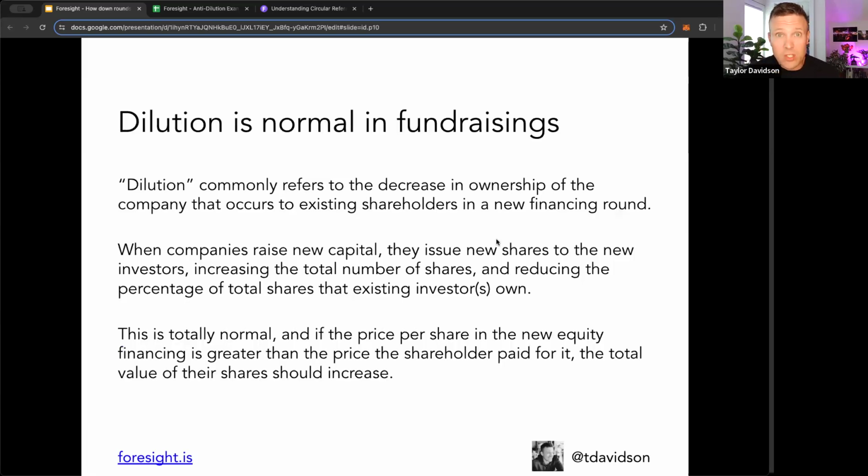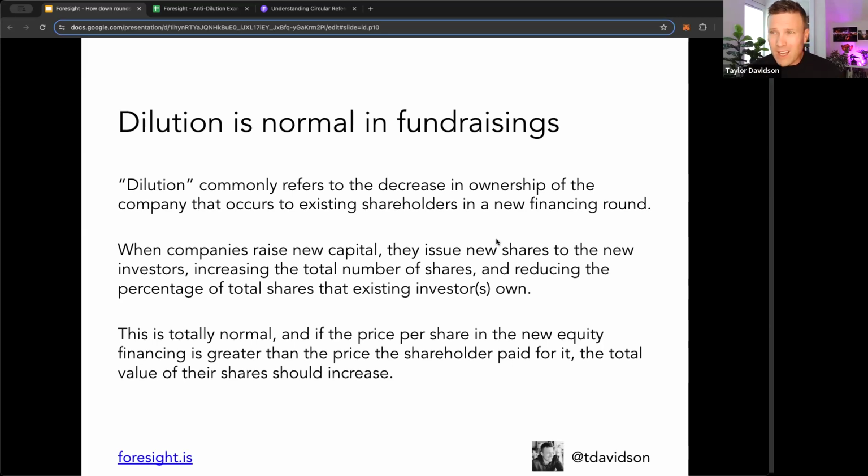Now, anti-dilution or dilution is a scary topic. When people think about dilution, getting diluted is one of these things that founders don't want to have, and investors don't want to get. So let's talk about what that means. Dilution refers most commonly to the fact that the specific ownership you have in a company decreases when there's a new funding round. So you own a certain percentage of the company, and that decreased after the company raised money.